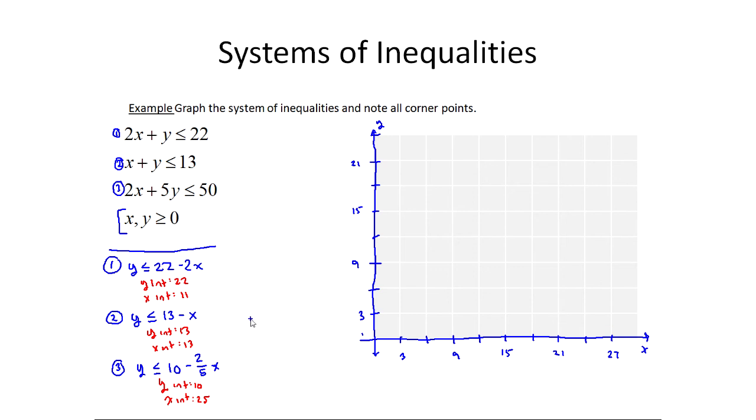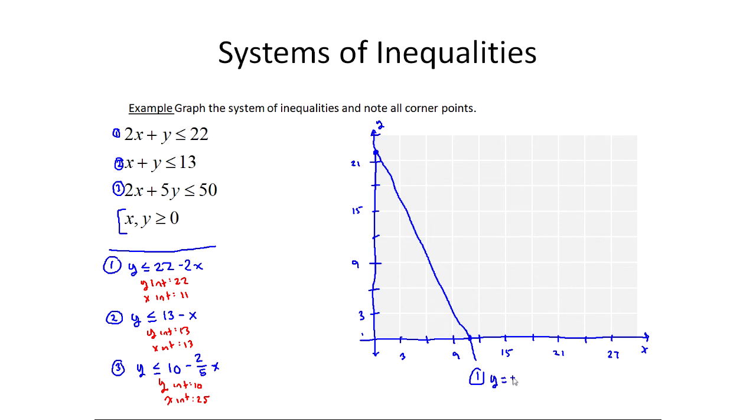Okay, so for inequality number 1, it includes the line because of the equals, and I have a y-intercept of 22. So say about right here. And I have an x-intercept of 11. So we know this is, remember, 12. So 11 is probably about right here. Okay, and so I'm not going to draw the whole line. I'm only going to connect these two values because our solution has to be within this first quadrant. And so now I'm going to label that so I can keep track. This line right here is 1.